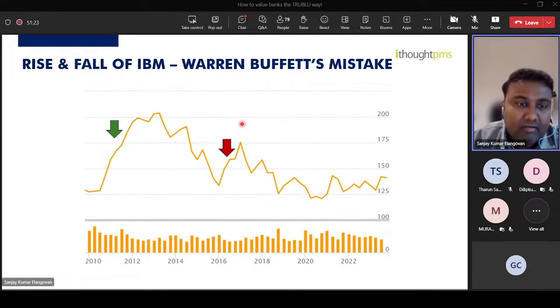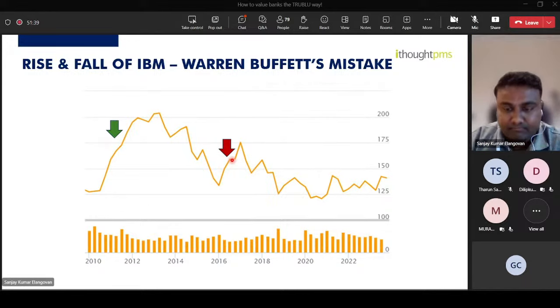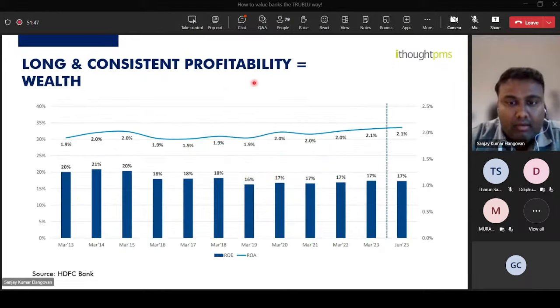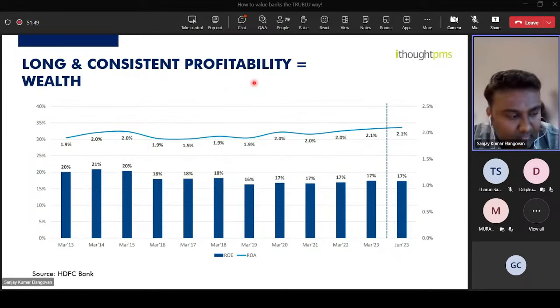This is a share price chart. He bought around, I think, 160 to 170, and he exited at around 150 to 160. But IBM was paying some dividends, so he made a marginal return of 5% during this period of 5-6 years, which is much lower than the S&P 500 or what the Nasdaq returns were during this period. Again, a picture speaks a thousand words.